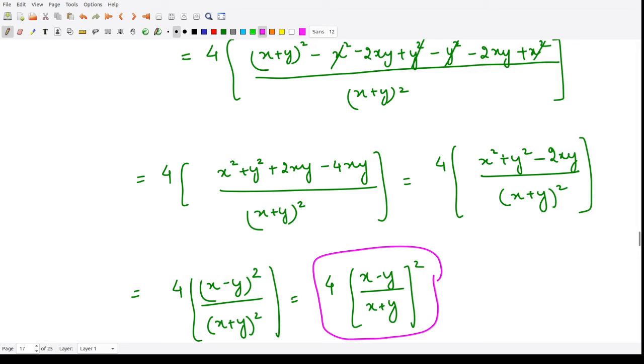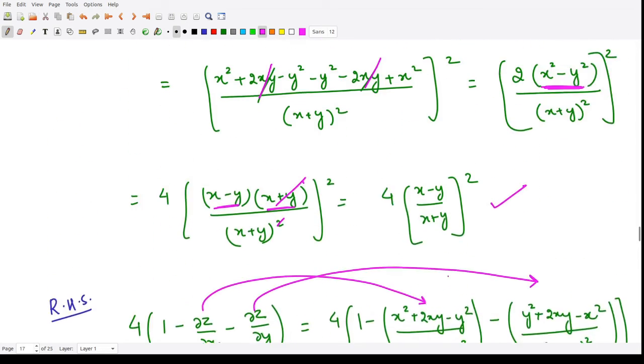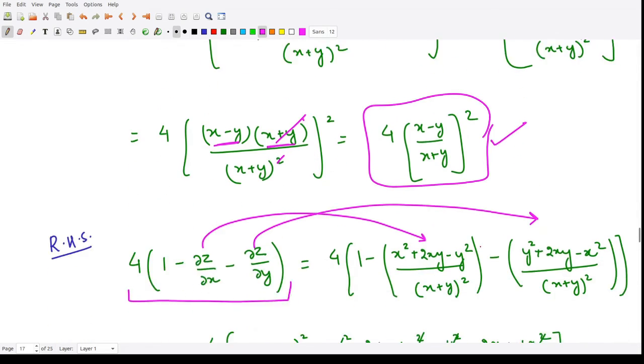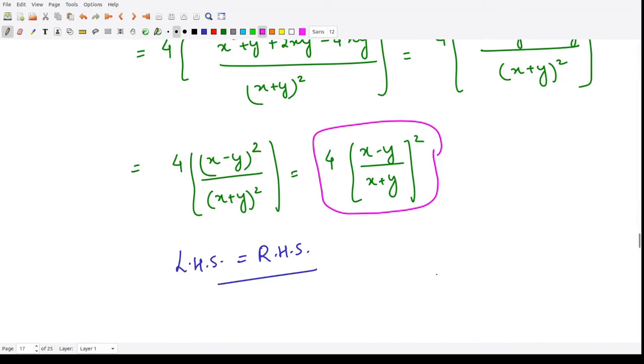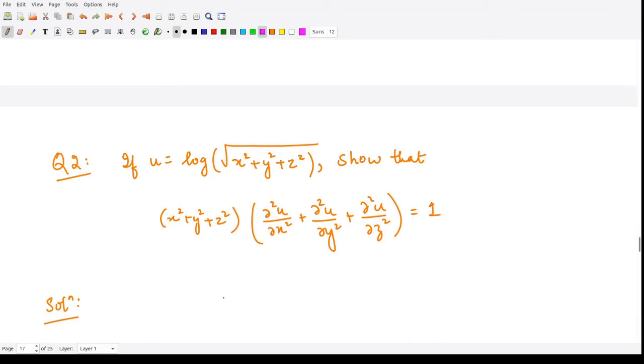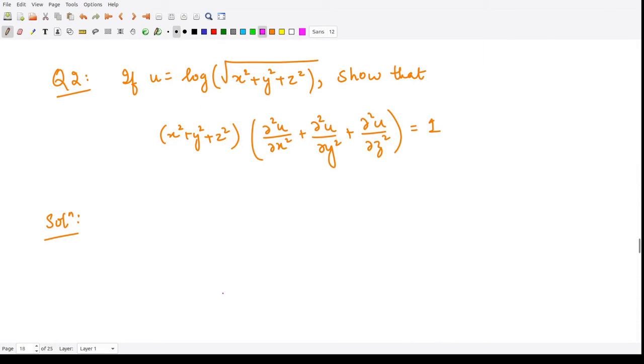Now you see this right hand side is exactly equal to the one that you got here for the left hand side. So that means we have shown what we are required to show, that the left hand side is equal to the right hand side over here. So let us now solve the second question.